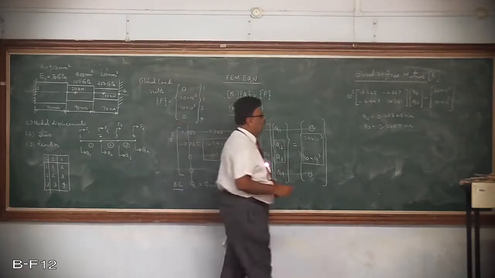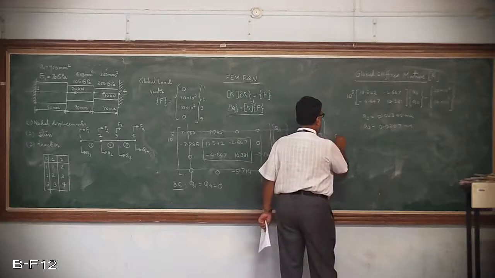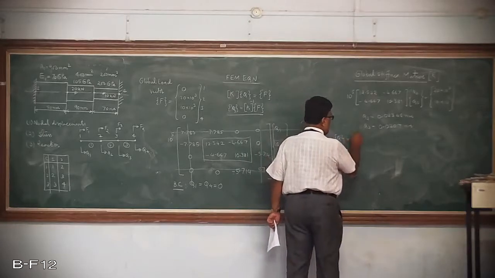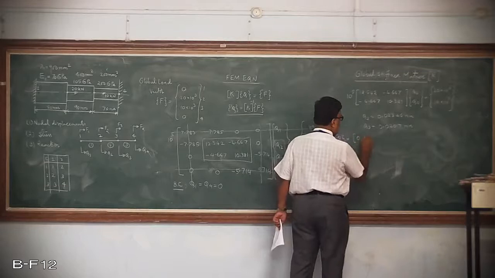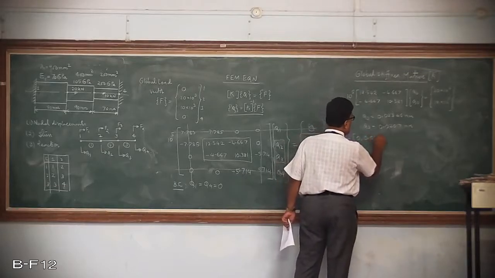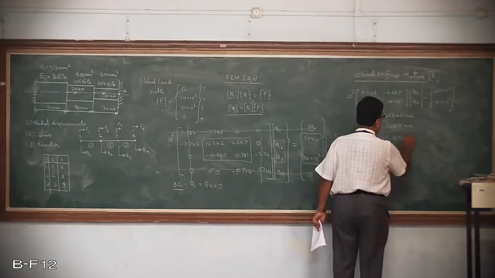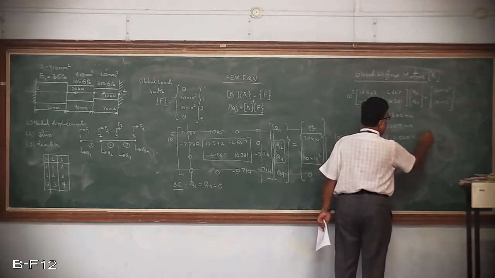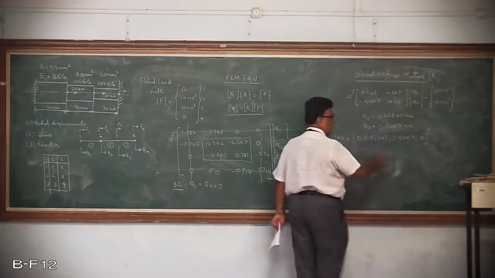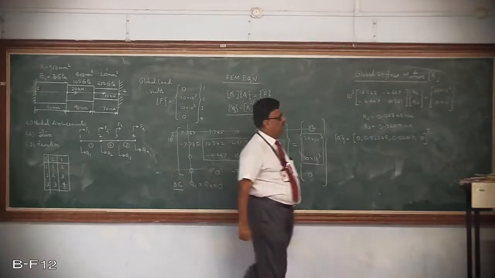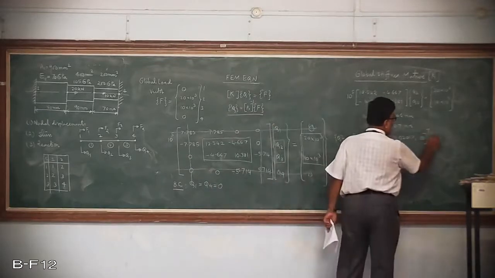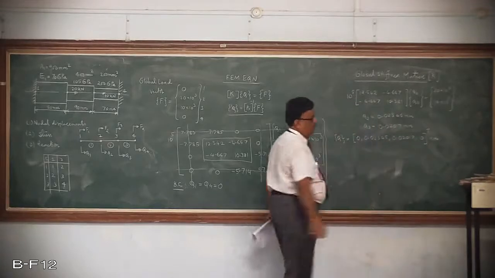So if I want to write the total global nodal displacement, the first node is 0, the second is 0.02345, and the third one is again 0.02017, and the fourth node being fixed. Since it is a column vector, I need to write the transpose, and since the unit of all this is mm, let us write mm also onto this.